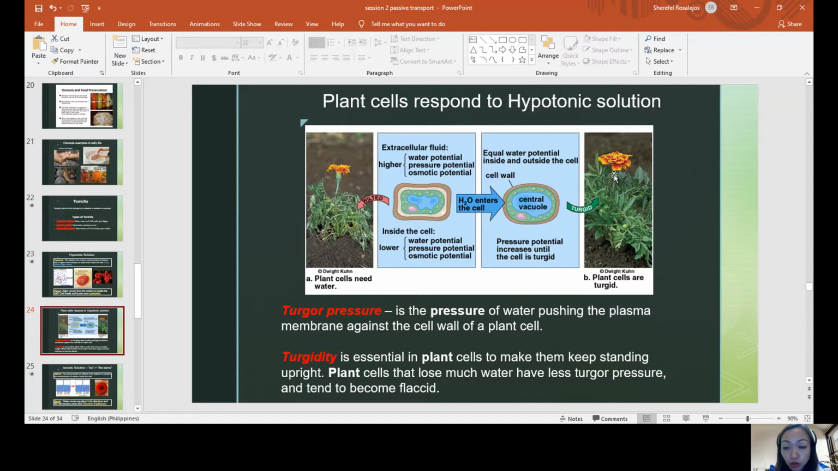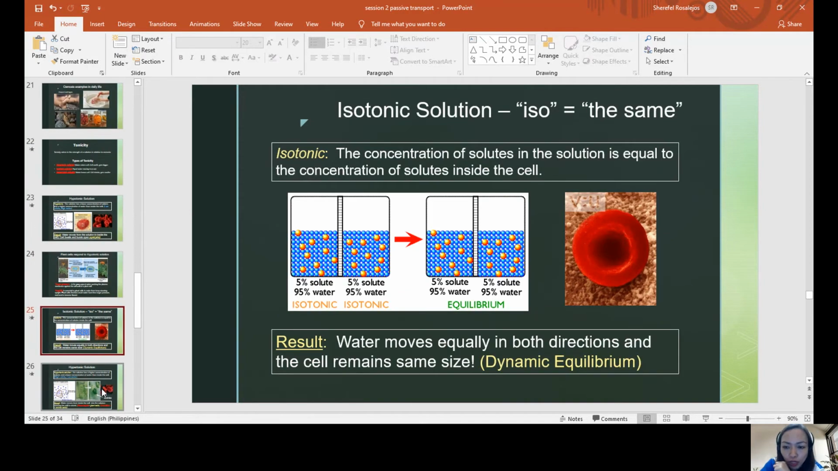The hypotonic solution is actually good for the plants. Why? Because it will give them turgidity. Turgidity is very essential to keep them standing upright, because when they are standing upright, they have the maximum, optimum condition where they can receive the sunlight for their photosynthesis. Okay? Now let's move to the second tonicity, which is isotonic.